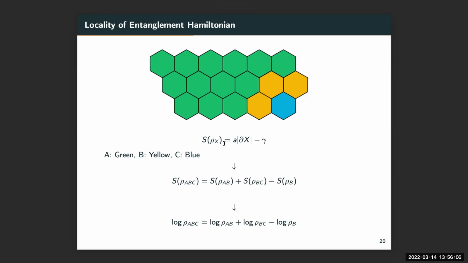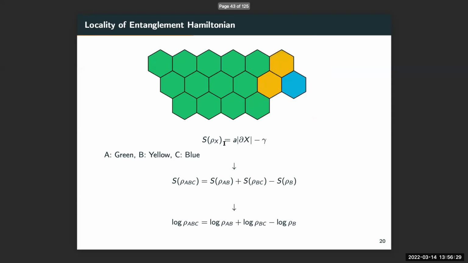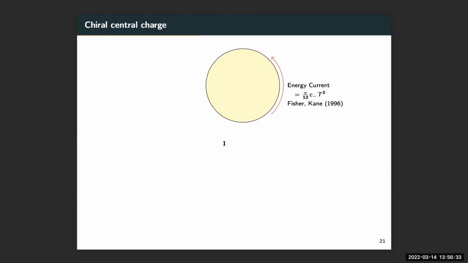So once you reduce this log rho ABC into smaller pieces, now you just simply declare A to be, again, this green region, B to be the yellow region, and C to the blue region, and again, apply this logic. And this way you can see that, again, this large piece can be decomposed into smaller pieces. And you can repeat this over and over again. Okay, so what does that mean?